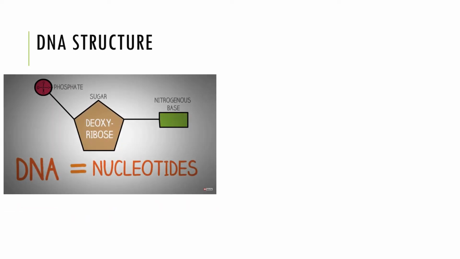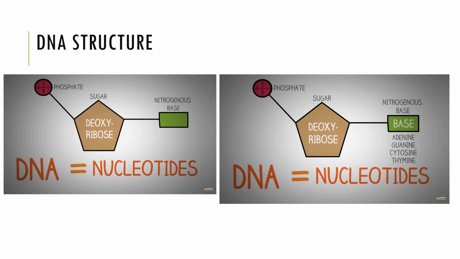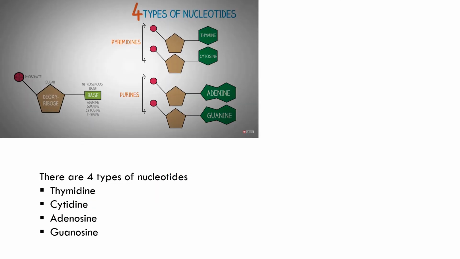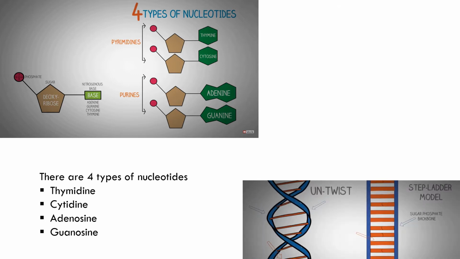A nucleotide is a triad of a nitrogenous base, pentose sugar, and a phosphate group. There are four types of nitrogenous bases, that is adenine, guanine, thymine, and cytosine. Accordingly, there are four types of nucleotides: thymidine, cytidine, adenosine, and guanosine. Thymidine and cytidine are pyrimidines, whereas adenosine and guanosine are purines.